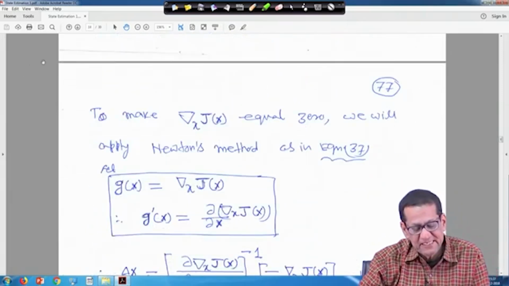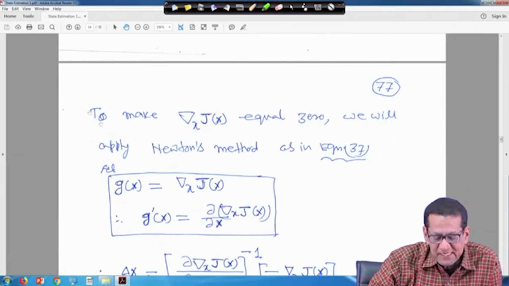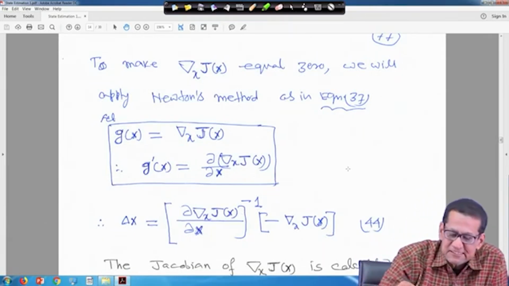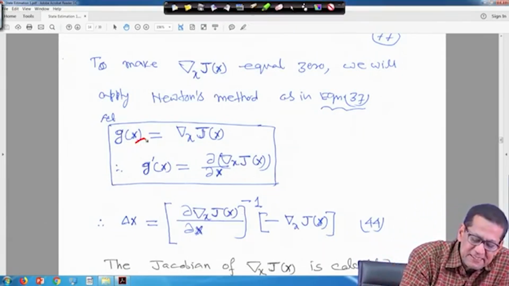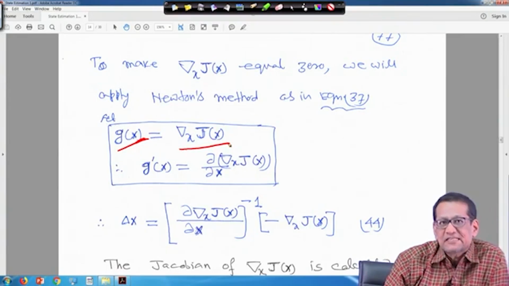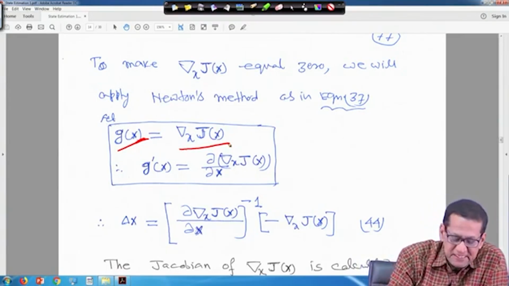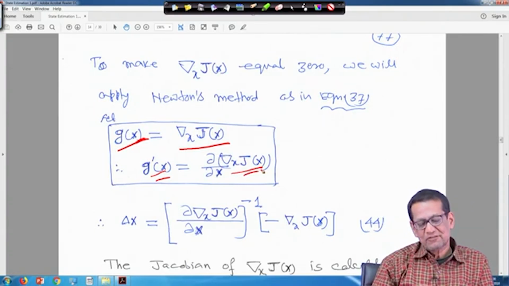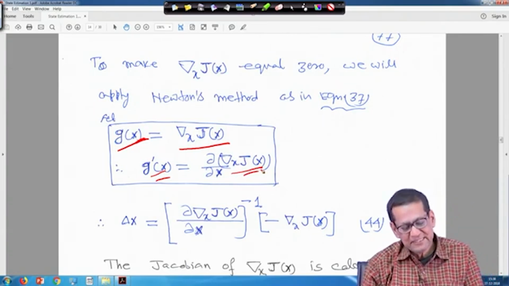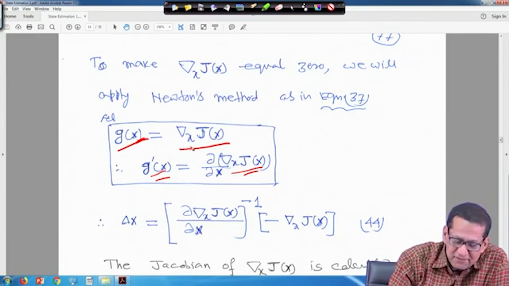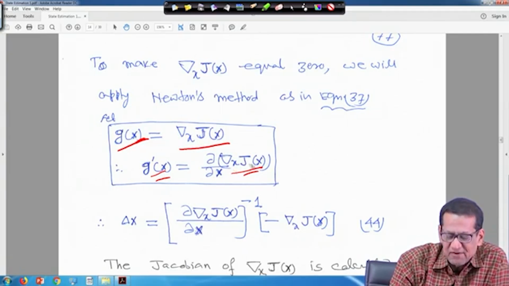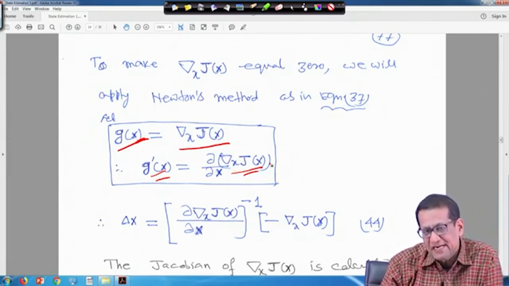Now, to make this gradient 0, we will apply Newton's method as given in equation 37. In equation 37, we assume that g x is equal to the gradient of J x. Therefore, g dash x will be del x of gradient of J x, because you have to solve it iteratively. So, you have to force the gradient to 0 iteratively.